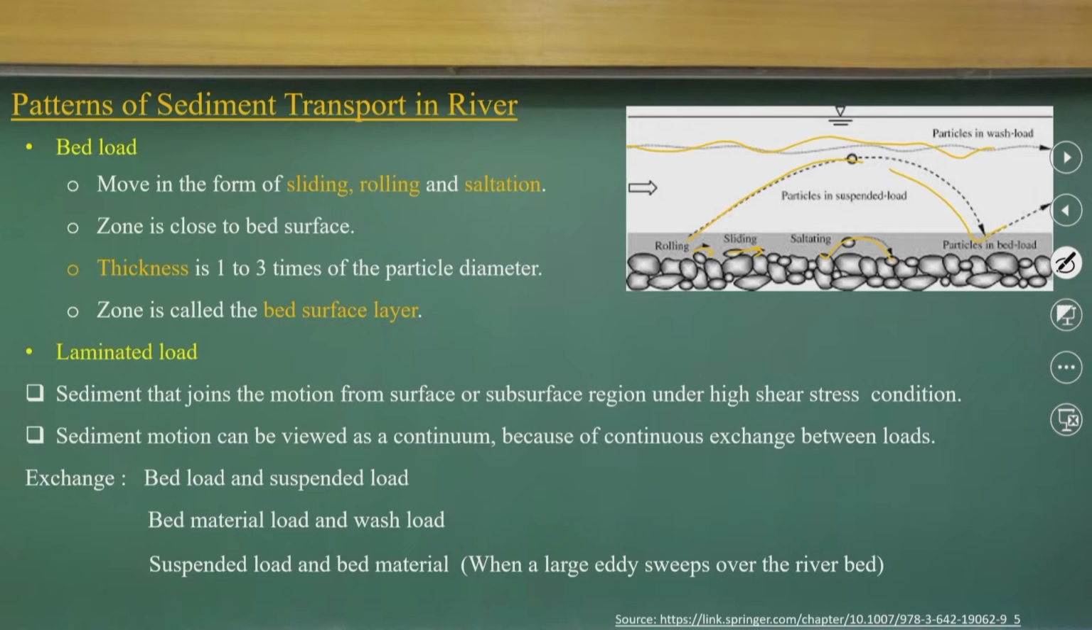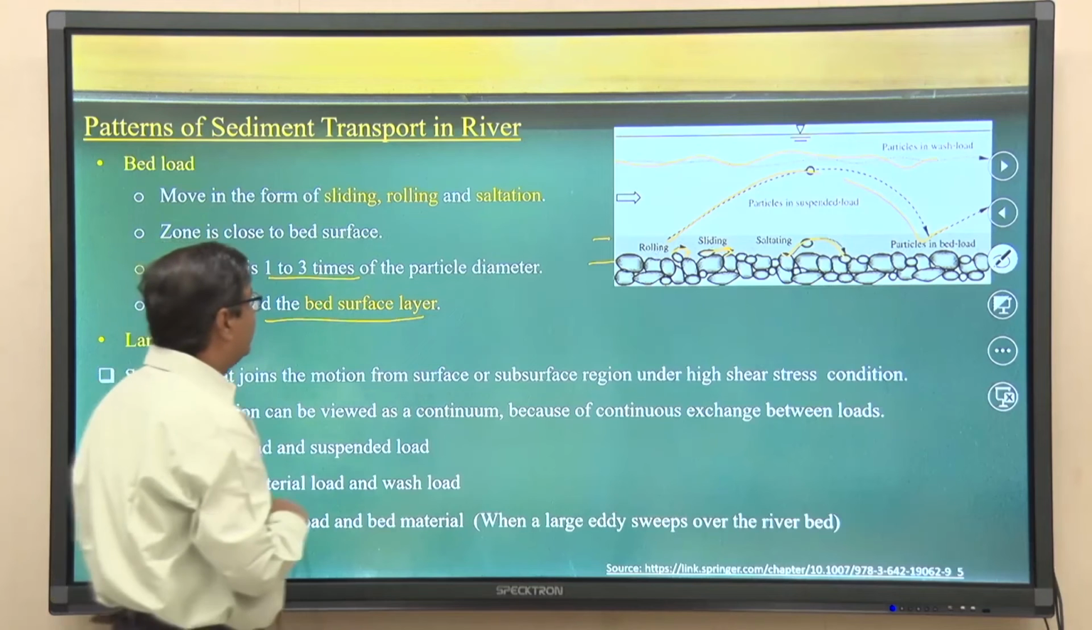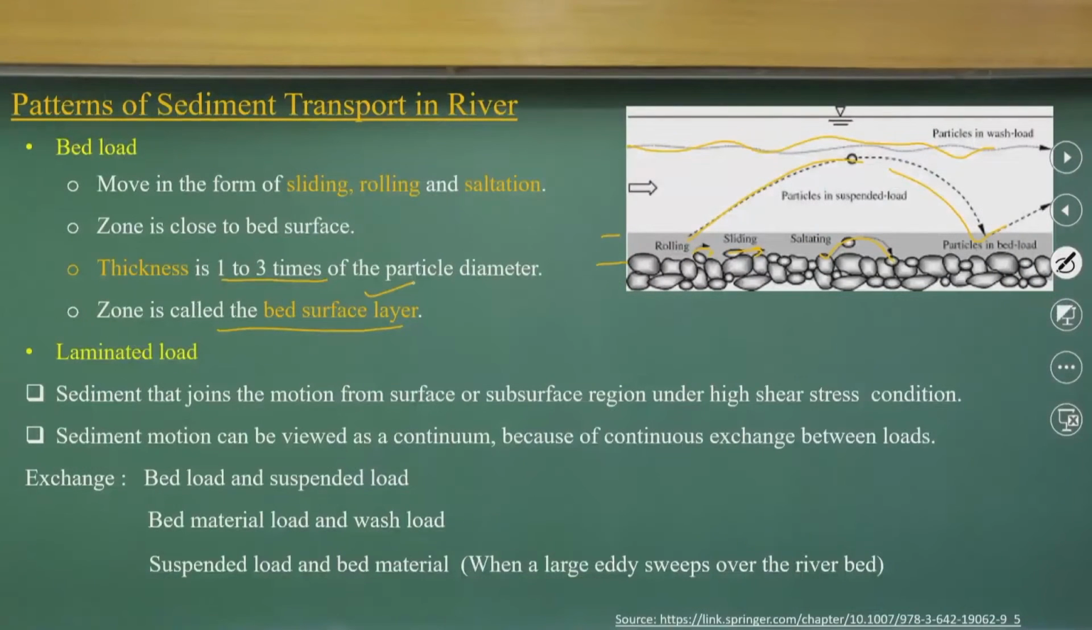If you look at that, this thickness is 1 to 3 times the particle diameter. This zone is called the bed surface layer. This is the thin layer where the bed loads are moving. Sediment can also join the motion from the subsurface region under high stress conditions, if you have extreme flow conditions. That is what happens.